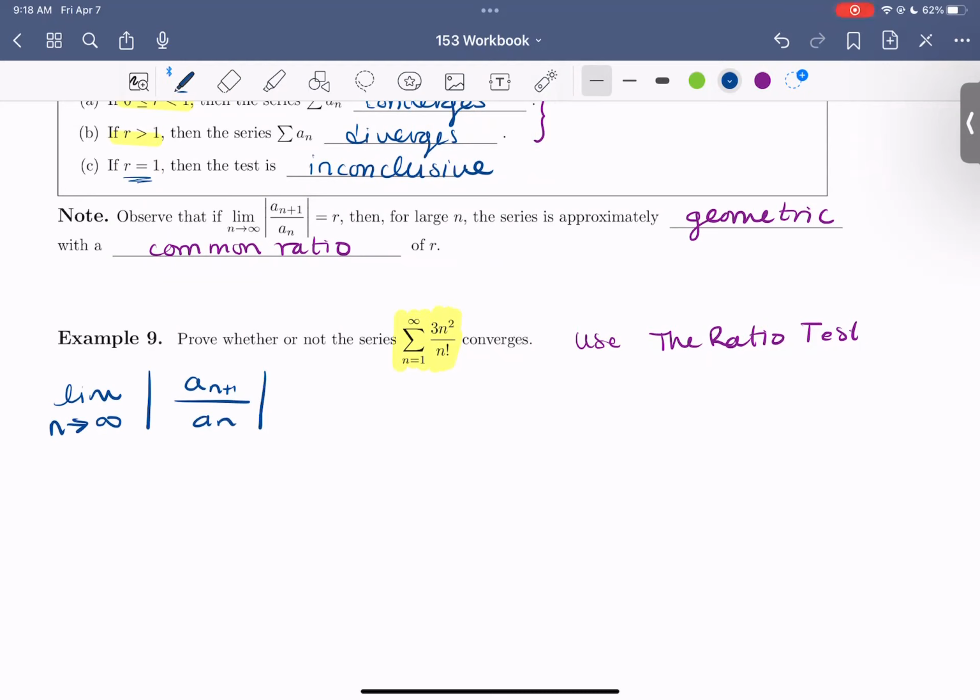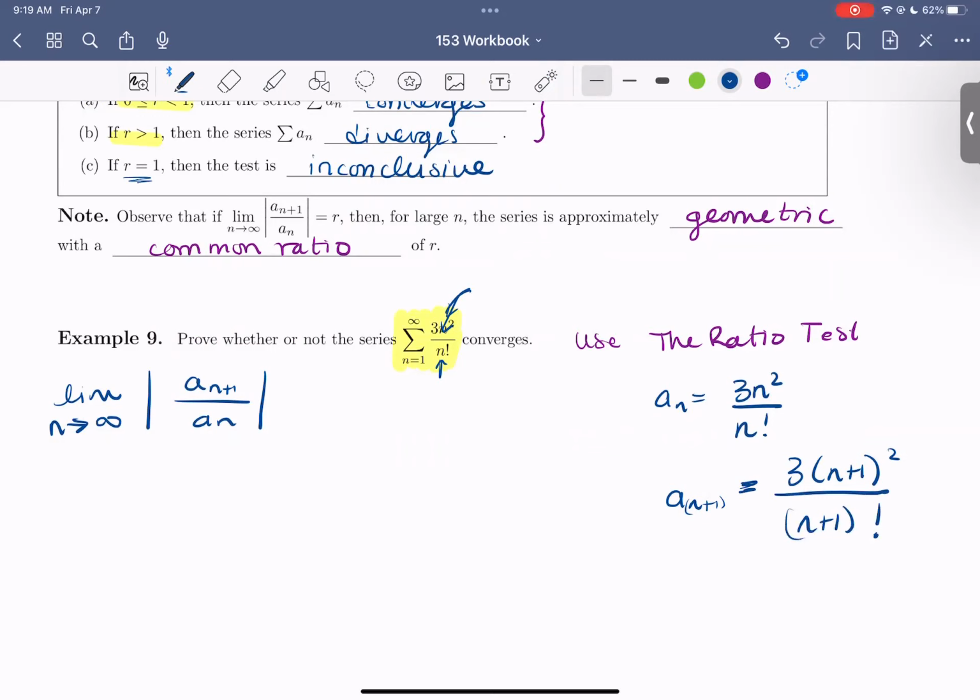So what do those terms look like? Well, the nth term is just going to look like 3n squared over n factorial. So here we're using that factorial notation. Refer back to that video a couple videos ago, maybe one video ago, if you want to see some more review of that. So then what about that n plus 1 term? Well, that means wherever we saw an n originally, we're going to put an n plus 1. So that term looks like 3 times (n plus 1) squared over (n plus 1) factorial.